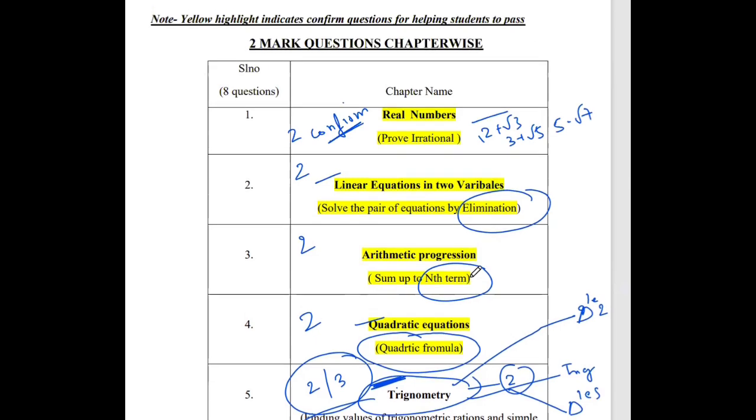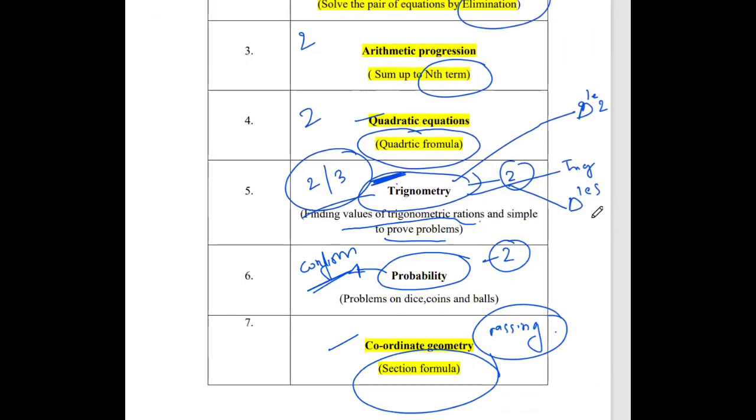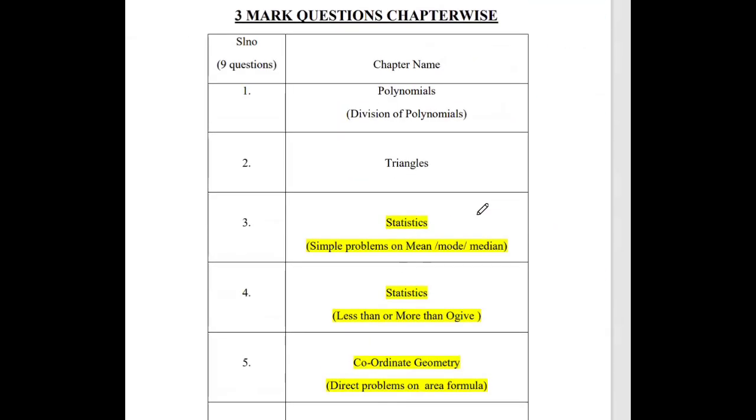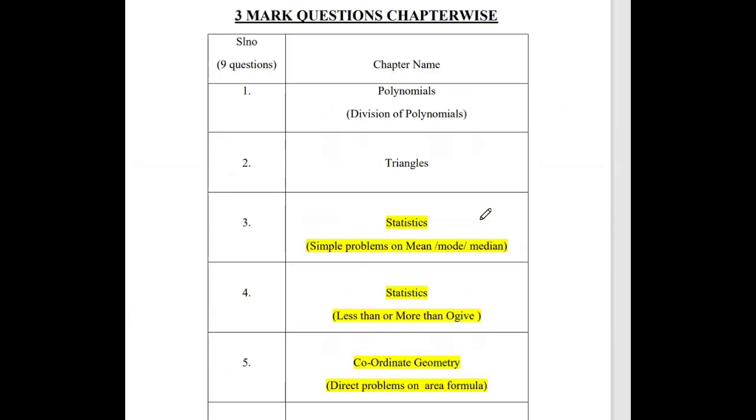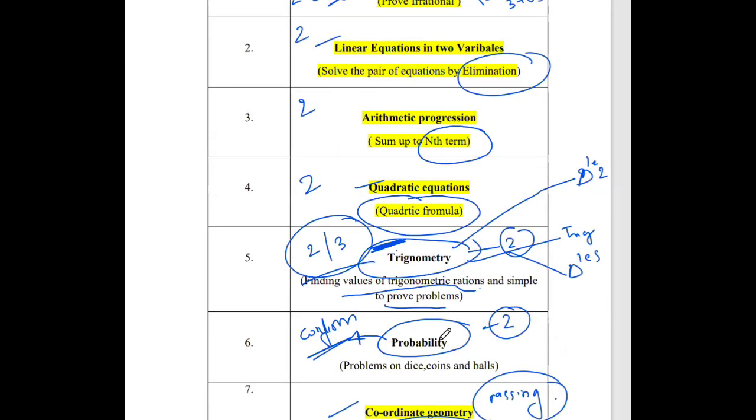So when you prepare, make sure you prepare for, obviously you'll be preparing for triangles. The other students, if you want to score, this is the only change that can happen in your upcoming exam. Next, coming to 3 marks. Here the yellow color is basically marked for students who want to pass. But even in that, look at the confirmed question, polynomial division is a confirmed question. So no change. Triangles, or as I told, it can be replaced with what I just told you now.